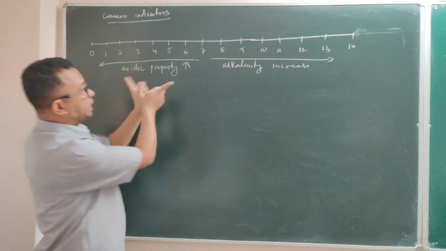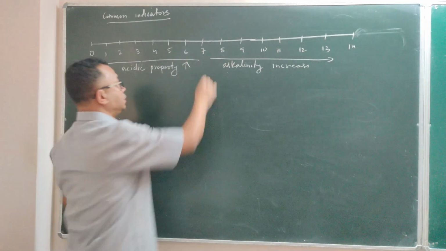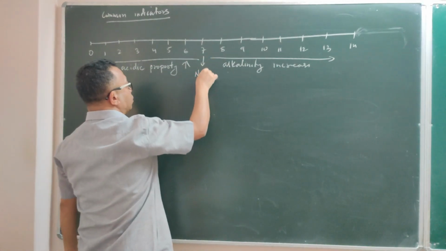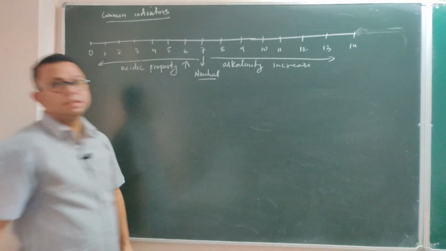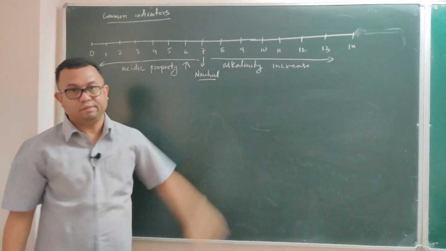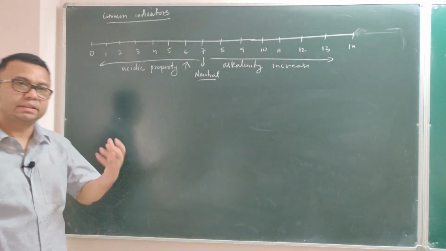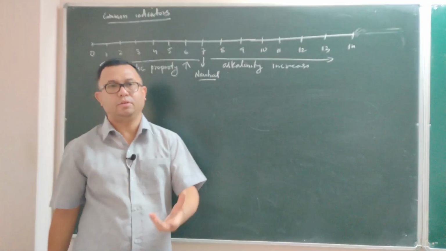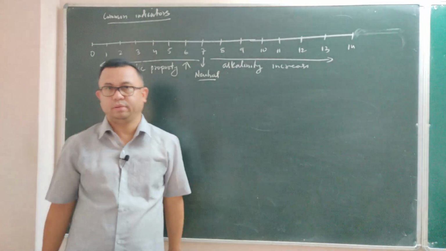Look at the arrow: 7 is separating, 7 is neutral. Neutral means it is neither acidic nor basic. Water has a pH value of 7 because it is neutral. It has an equal number of hydroxyl ions and hydrogen ions. That is why it has a pH value of 7.